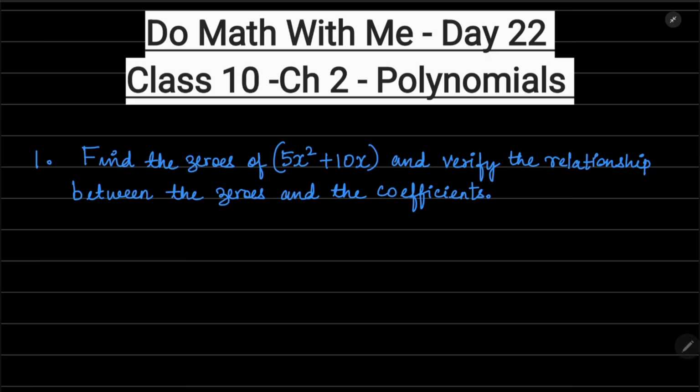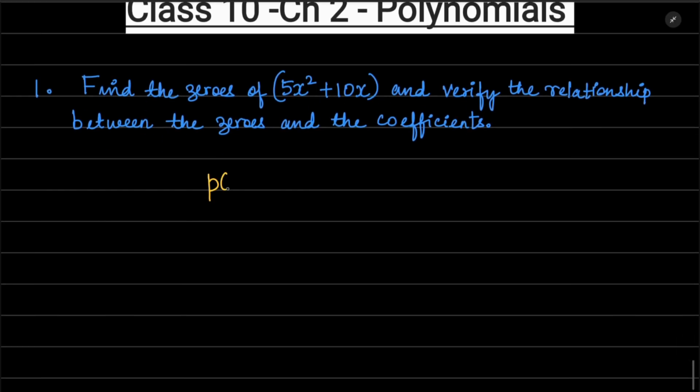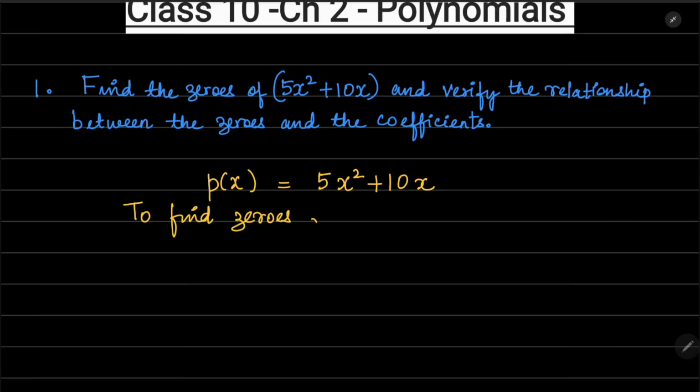So you have to find the zeros. Let your polynomial be p of x is equal to 5x square plus 10x. This is the polynomial which is given to you. Whenever you have to find zeros, you have to equate the polynomial to 0. To find zeros, equate your polynomial p of x to 0. So let's do that. 5x square plus 10x equal to 0.